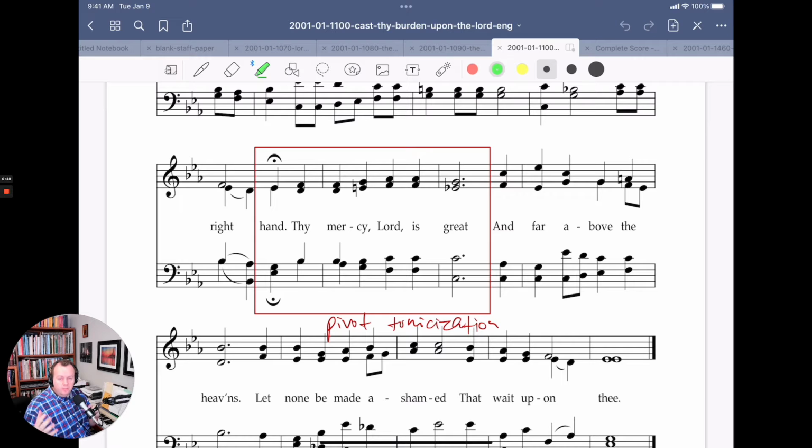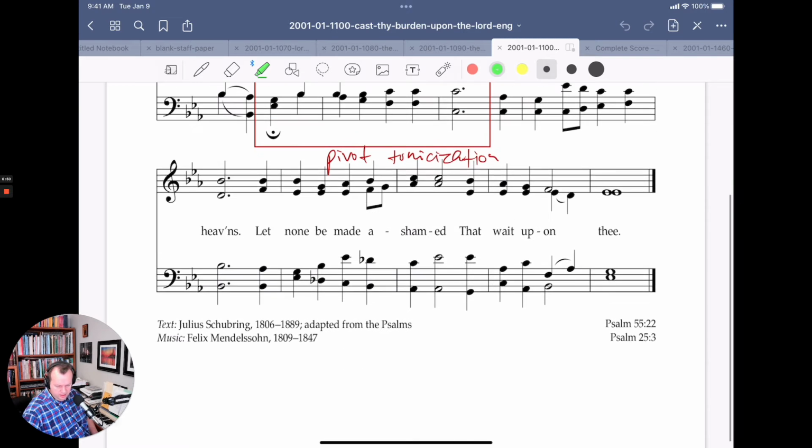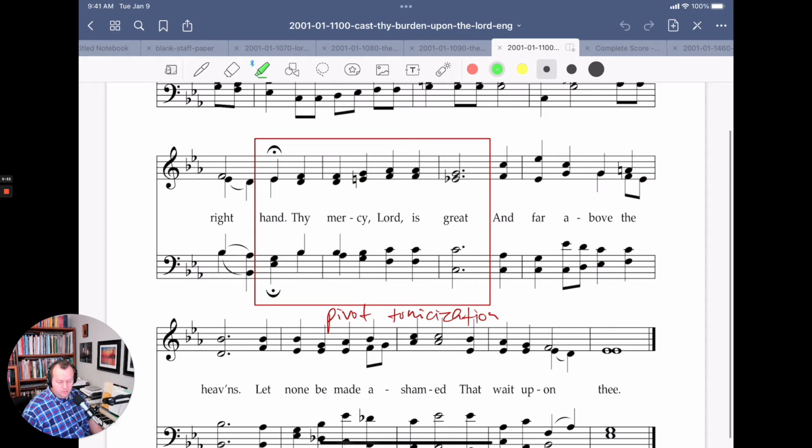But then, I think this is Mendelssohn, right? Yes, Felix Mendelssohn, the great German romantic composer, has more to say. "Thy mercy, Lord, is great, and far above the heavens; let none be made ashamed that wait upon thee." So to start off the second half, he slips into minor, and it's lovely. I love minor stuff, especially in church. We don't have very much of it in our church, so it's always fun to hear some.